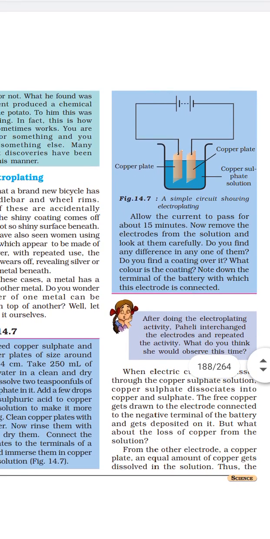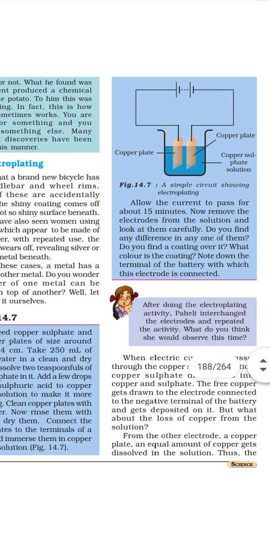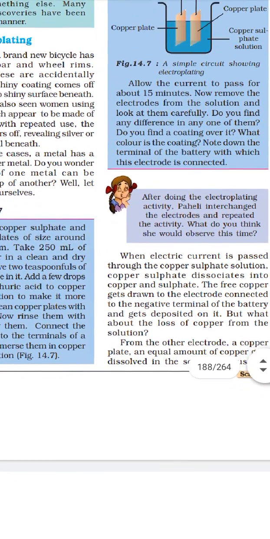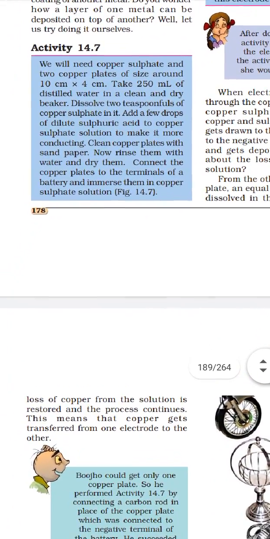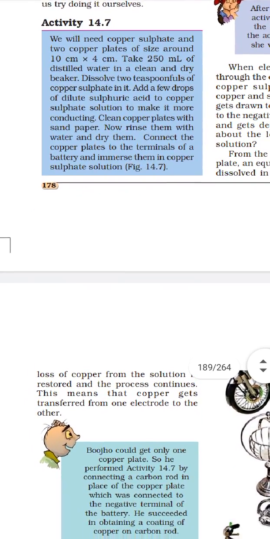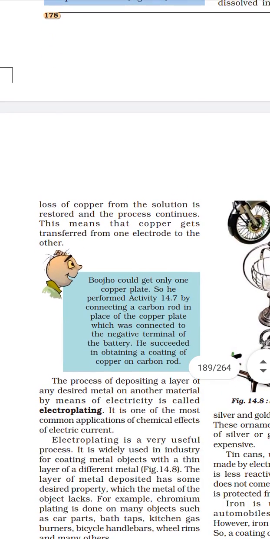But what about the loss of copper from the solution? From the other electrode, a copper plate, an equal amount of copper gets dissolved in the solution. Thus, the loss of copper from the solution is restored and the process continues. This means the copper gets transferred from one electrode to the other. The process of depositing a layer of any desired metal on another metal by means of electricity is called electroplating.